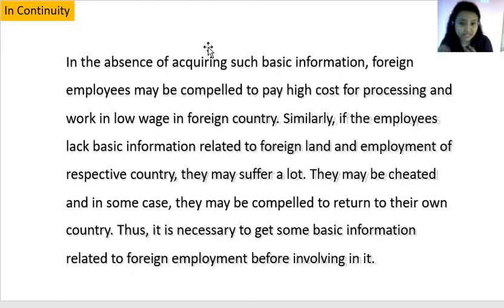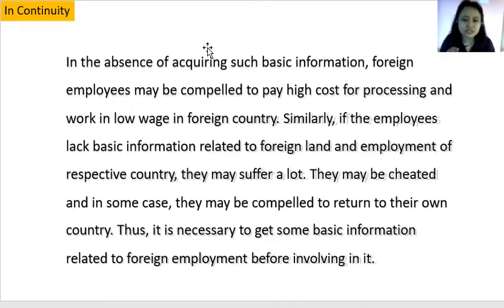If you are not getting the proper information, that means there may be some sort of risk involved, because some of the manpower companies will not provide all sorts of information. Some manpower companies will create a fraud or fool type of environment. They will say that the employer company in the foreign country will be paying high, but after going to the foreign country, they will be getting very low wages. That is happening frequently.